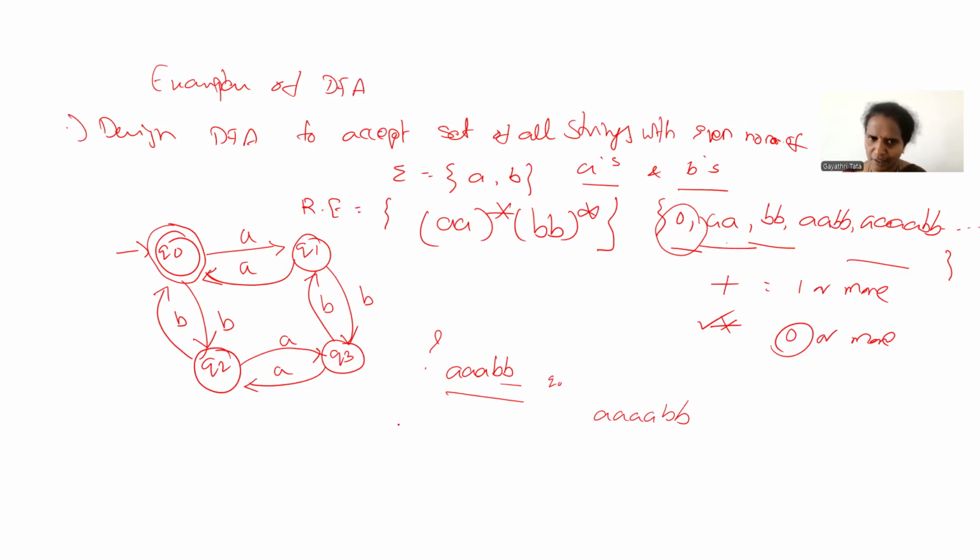Okay. Otherwise, see, A, 3Bs. See, first A, second A, first B, second B, third B. It is in the Q2, right? So like that, we have to check that. Opposite, we have to take the opposite strings. If the opposite strings are not accepted by our automata, then according to our statement, our automata is the correct automata. Okay. So now we see one more example.